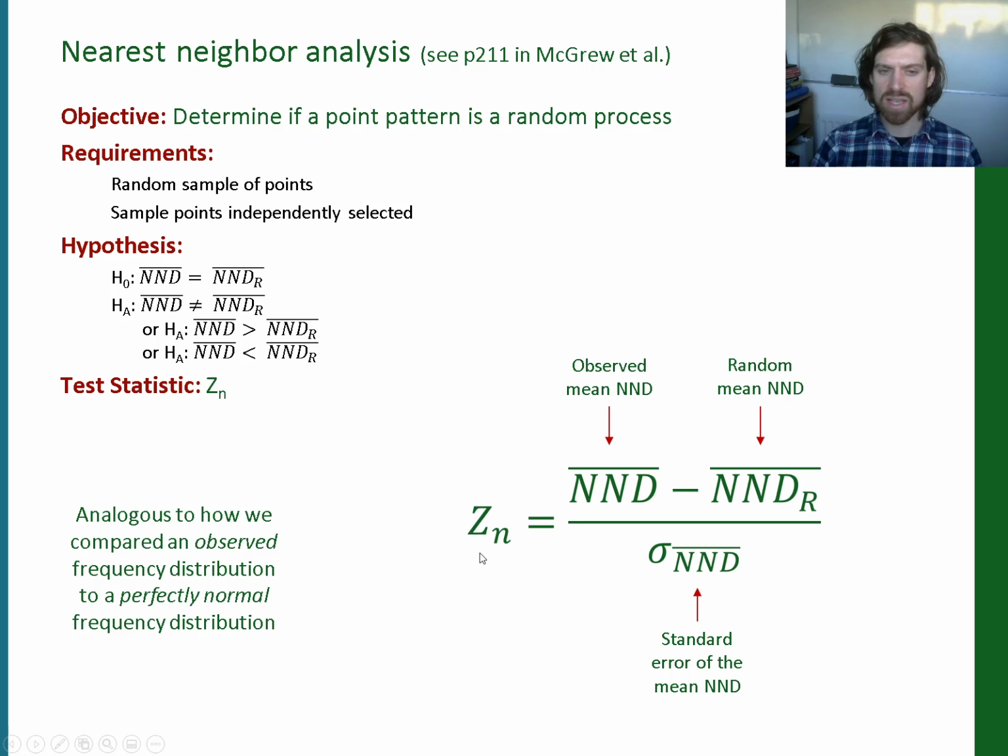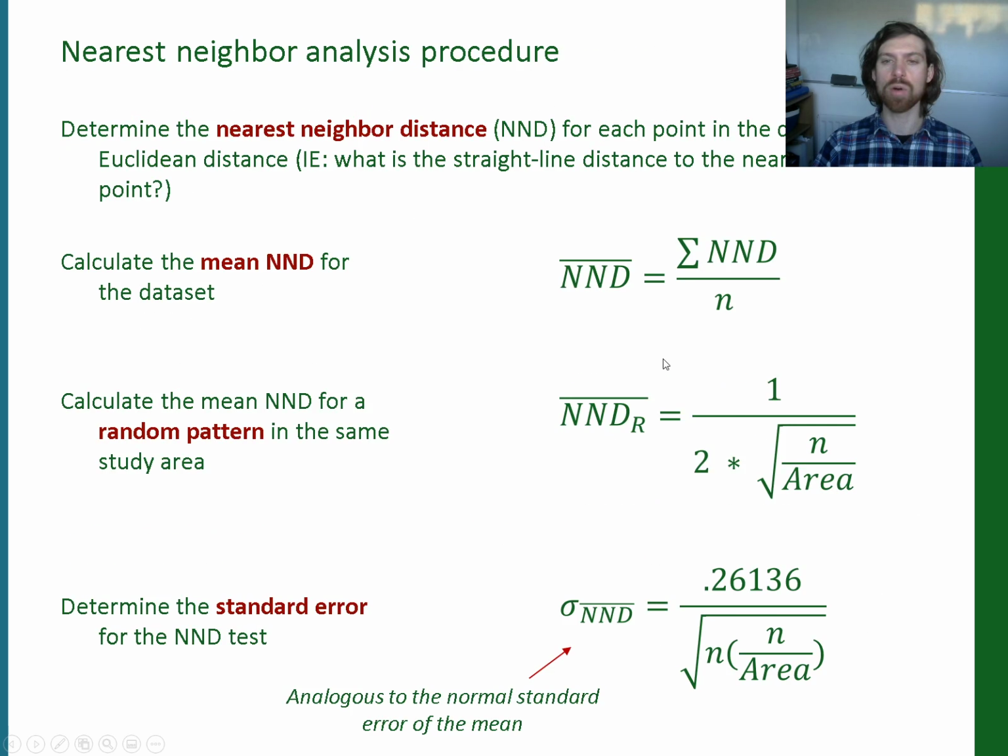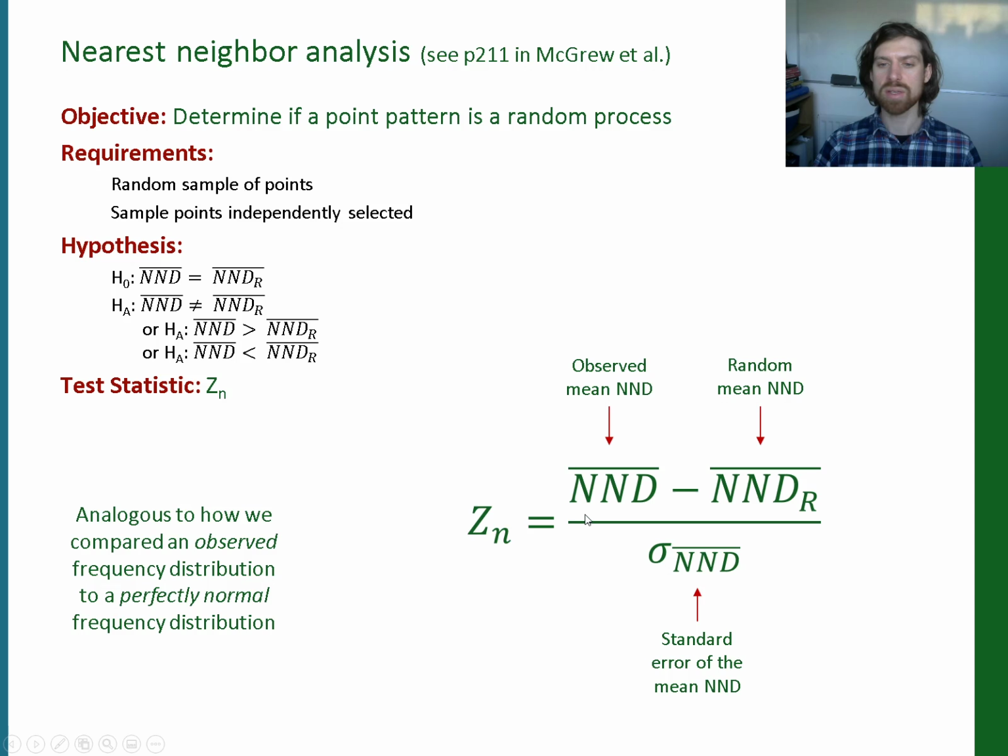So to find that test statistic, Zn, essentially what we need to do is get the numerator. So we need to get the observed mean of the nearest neighbors, and we need to get the random mean distance for the nearest neighbors. And we need to divide it by the standard error of the mean for the nearest neighbor distance. So this is the way that we generate the test statistic. I'm going to work out now how we obtain those particular metrics.